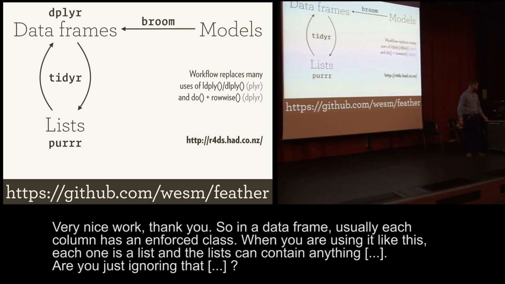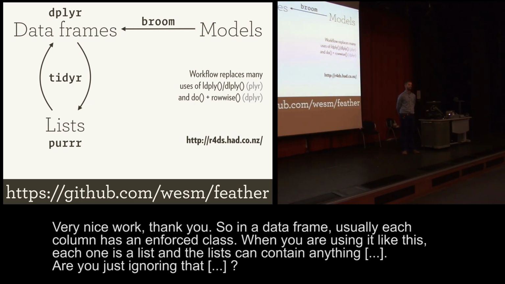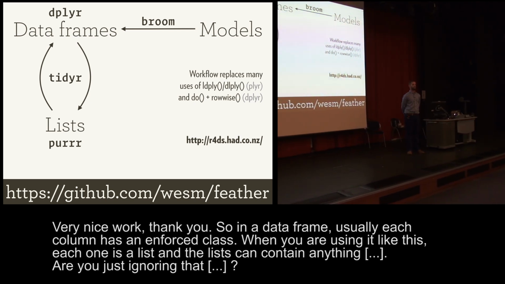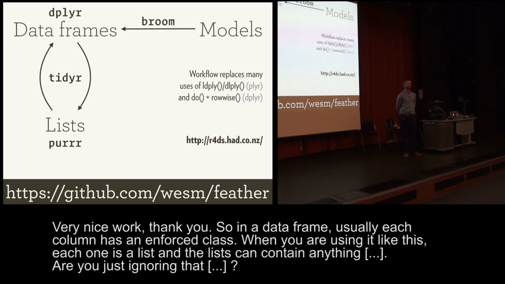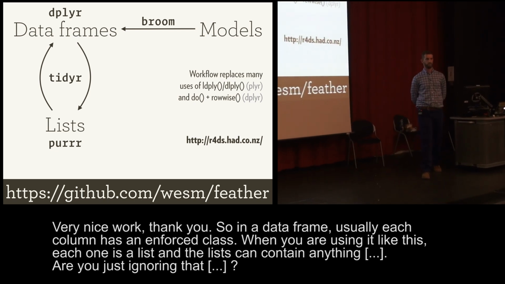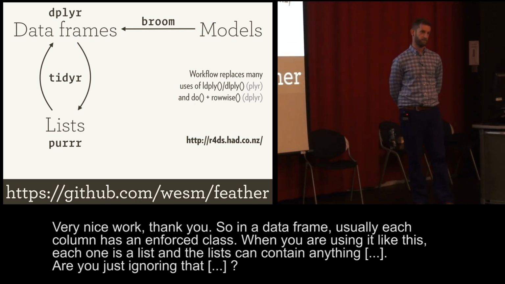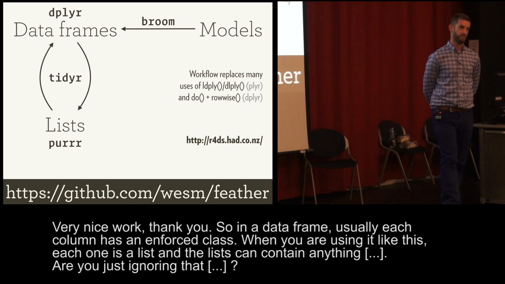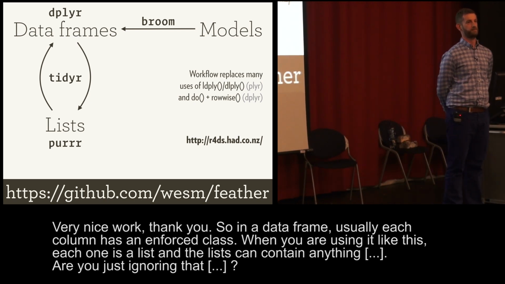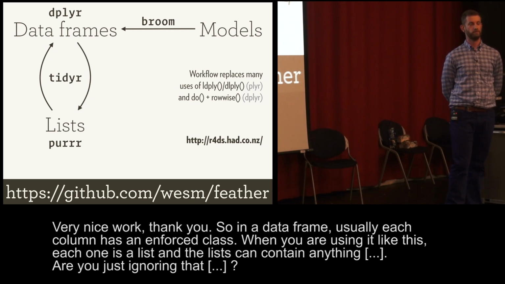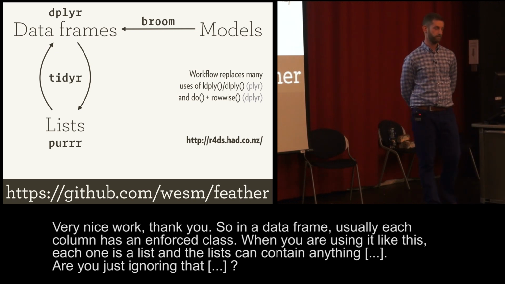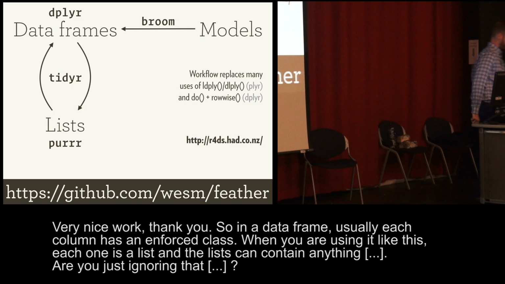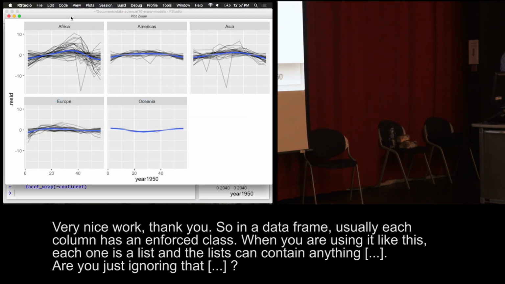Very good work, thank you. So in a data frame, usually each column has an enforced class. It's a double. When you are using it like this, each one is a list, and the list can contain anything. There's no consistent enforced class. Are you just ignoring that, or do you have something in the wings to enforce a stricter structure?